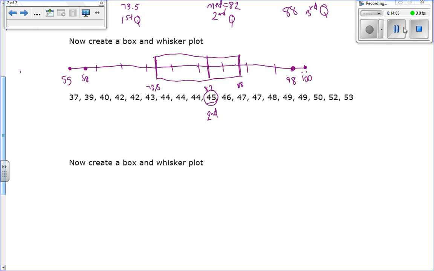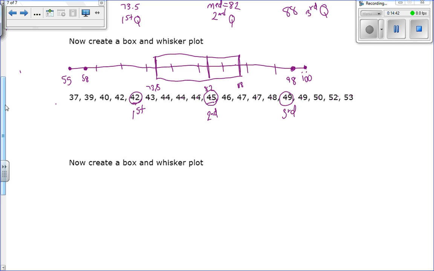Now I need to find my first quartile. So 1, 2, 3, 4, 5, and 1, 2, 3, 4, 5. This is my first quartile. And then over here I have 1, 2, 3, 4, 5, and 1, 2, 3, 4, 5. This is my third quartile.